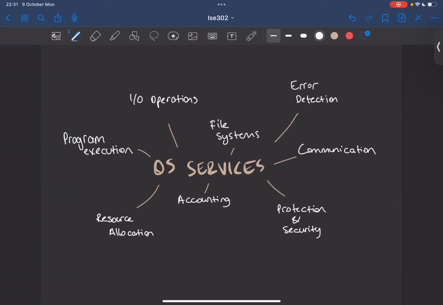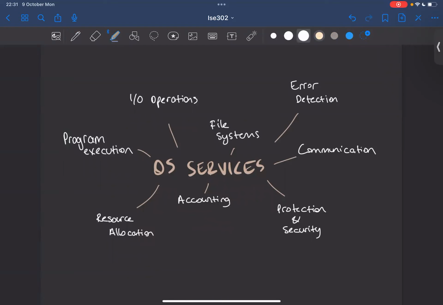Imagine it as a set of tools that the operating system provides to make sure everything works well and people can use their programs without any hassle. So these services are like the helpful hands that keep the computer world running smoothly.